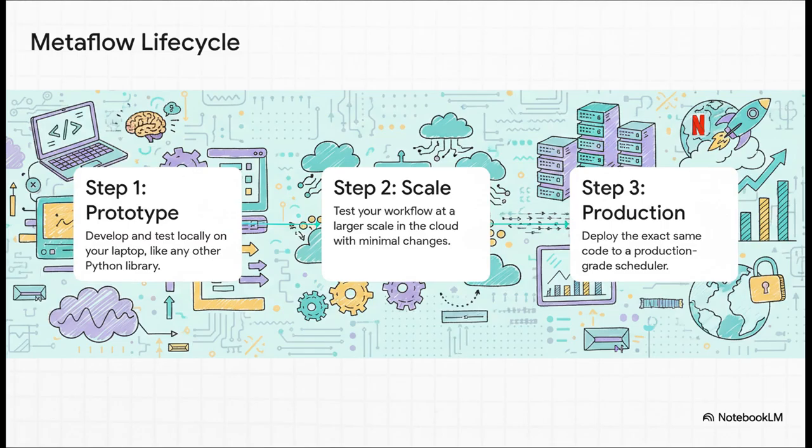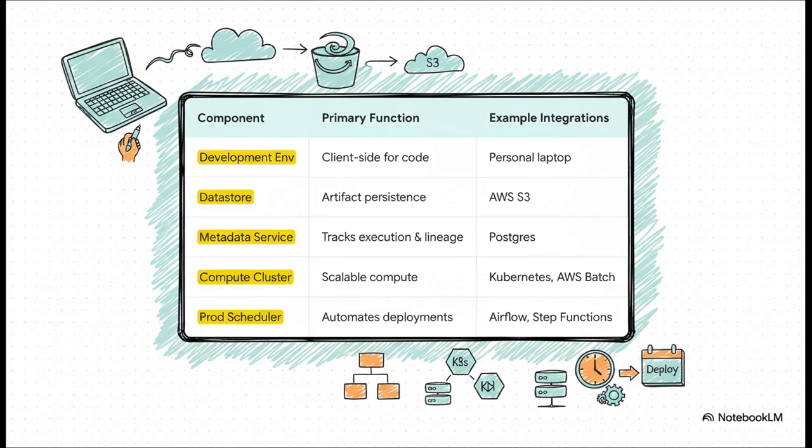Step 1, you prototype. You just pip install Metaflow and you start building on your laptop like you would with any other Python library. Super simple. Step 2, you scale. You take that code and test it in the cloud at a much larger scale with almost no changes. And then step 3, and this is the absolute key, you deploy that exact same code to a production-grade scheduler. Think about that. No rewrites, no painful replatforming, the same code from start to finish. So how does it pull this off? Well, if you look at the architecture, you can see that Metaflow basically acts as this smart, unifying layer.